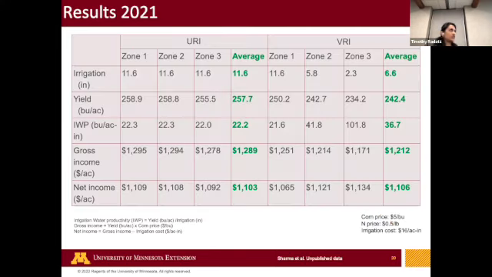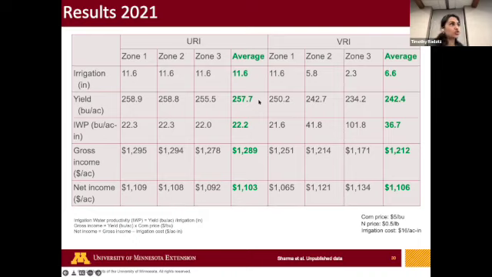These are the final results for this year. This is a 2-year study. This was the first year, which happened to be very dry. So we found very good results, but I'm expecting some more, and I'll share that with you. Irrigation on uniform rate irrigation, or zone 1, which is the highest irrigation requirement zone of the field, was 11.6 inches, around 12 inches of irrigation, whereas zone 2 and zone 3, which had reduced irrigation, got 5.8 and 2.3. So overall, on average, we applied 11.6 inches in uniform rate irrigation, whereas 6.6 inches of irrigation in VRI.